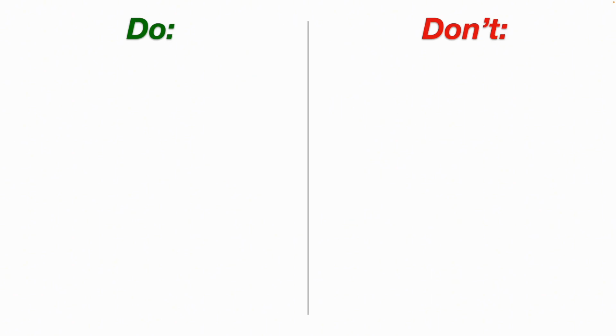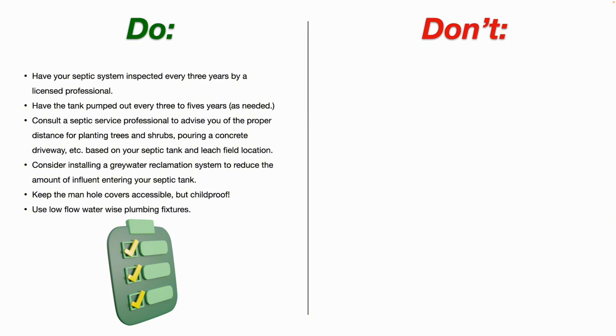Some things to do and don't with your septic tank. Do have your septic system inspected every 3 years by a licensed professional. These recommendations come from EPA.gov. Do have the septic tank pumped out every 3 to 5 years as needed. Consult a septic service professional to advise you of the proper distance for planting trees and shrubs or pouring a concrete driveway, etc., based on your septic tank and leach field location. Consider installing a greywater reclamation system to reduce the amount of influent water going into your septic tank.